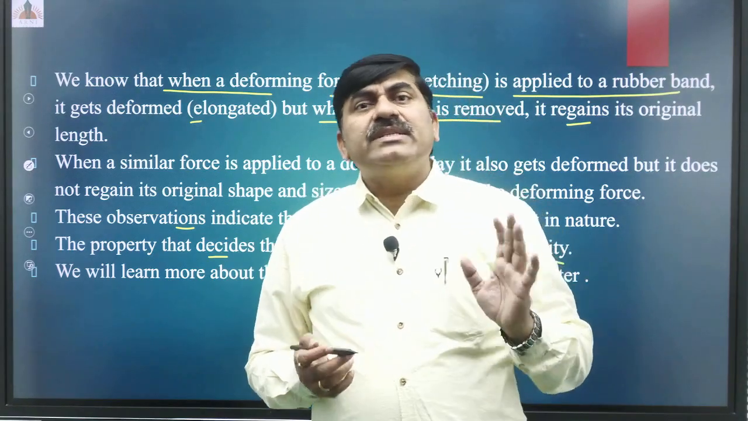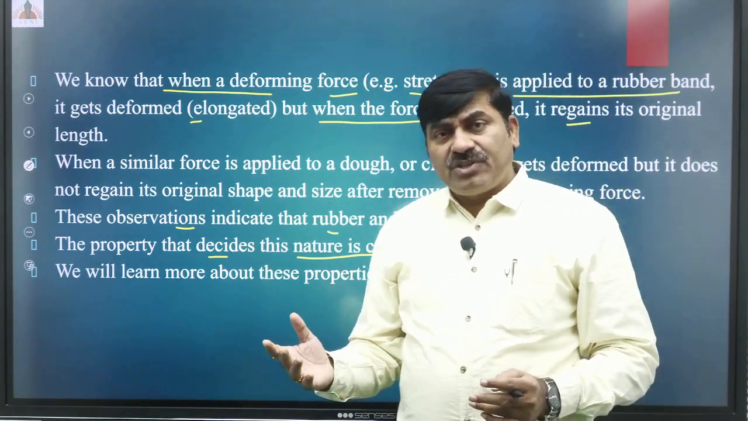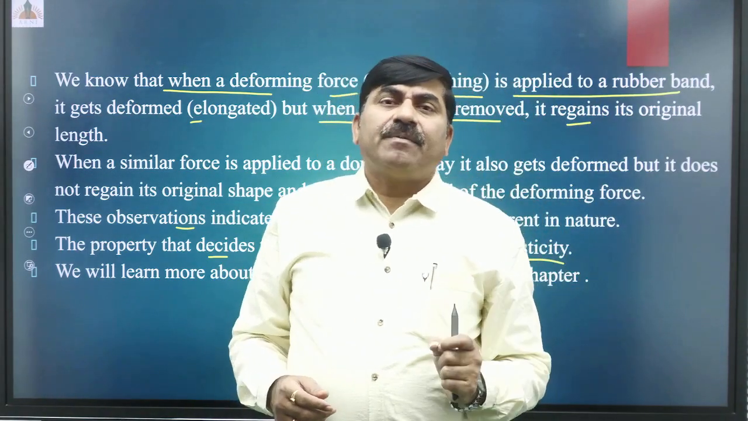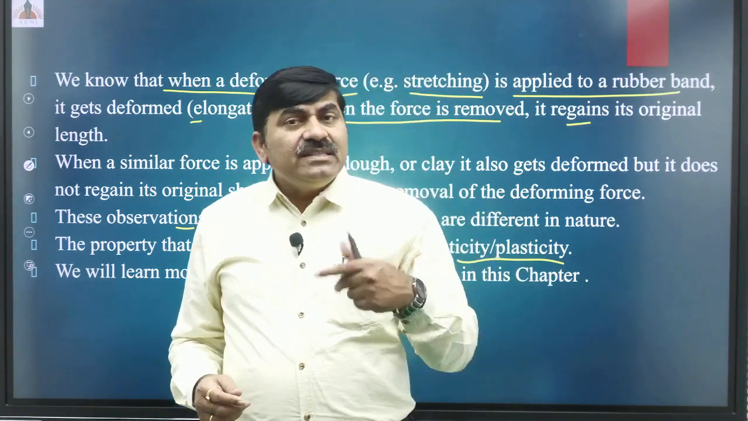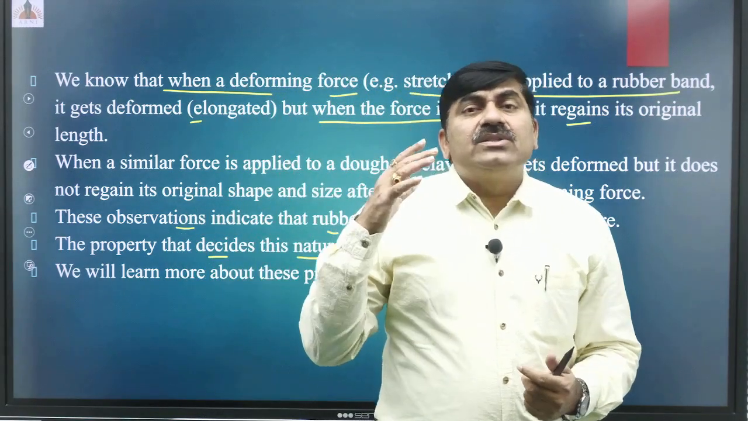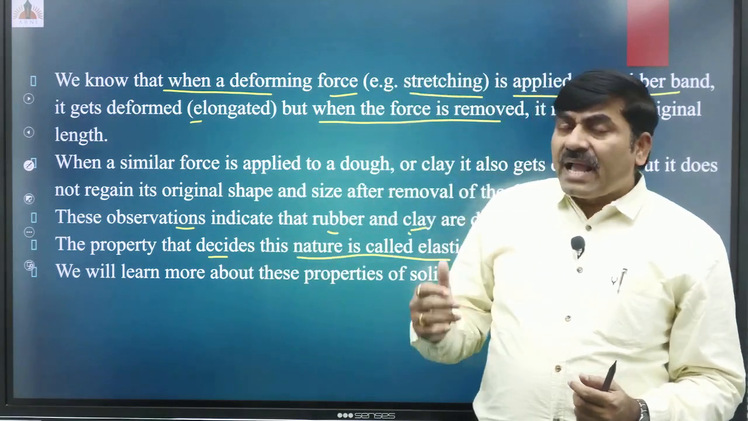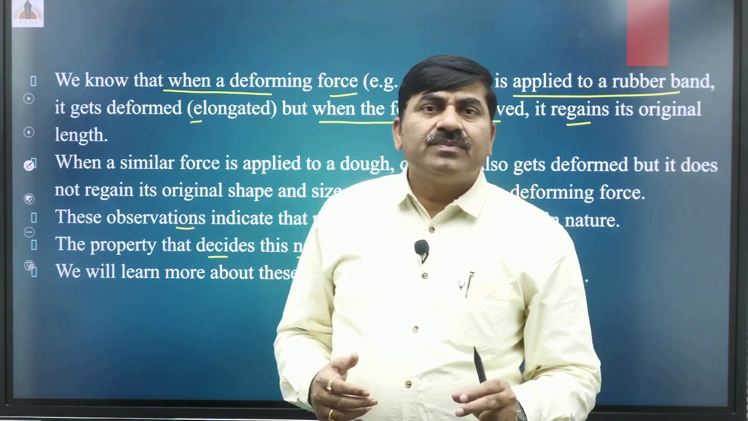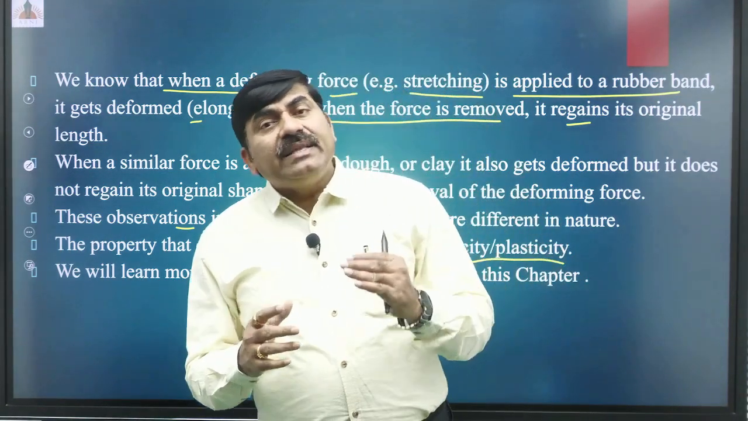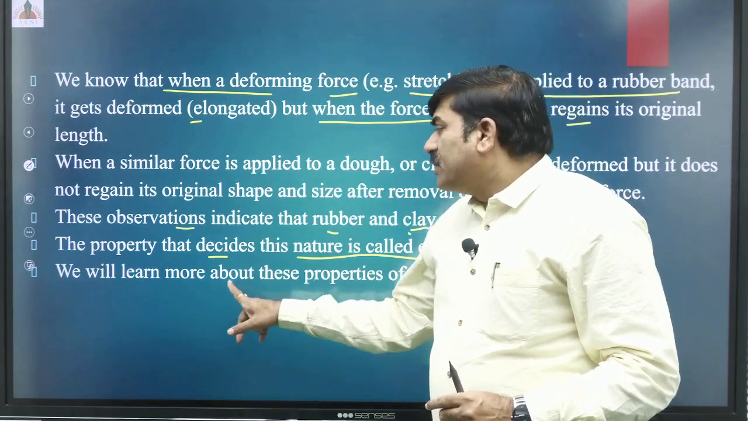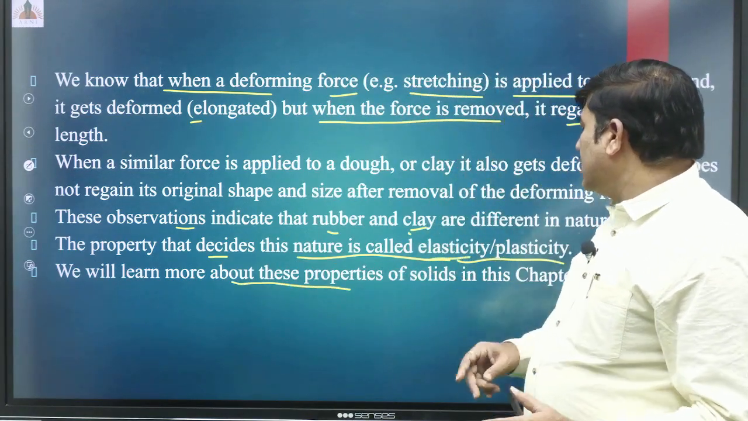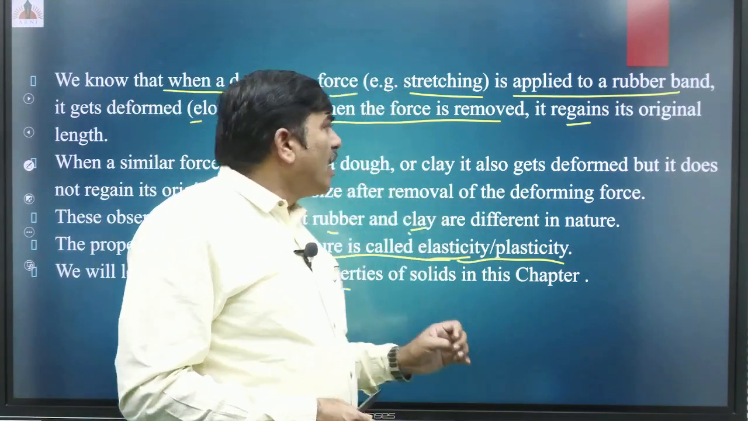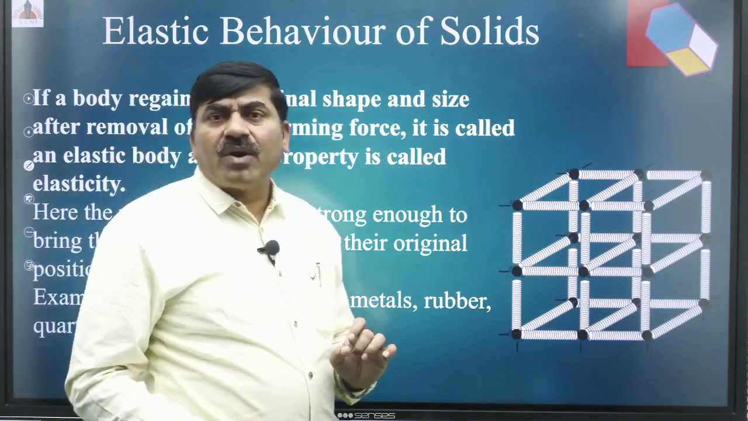If an external force is acting on a body and a permanent deformation takes place in that body, such a body is a plastic body. And elasticity is a property because of which a solid regains its original shape and size after removal of the external restoring force or external force. Is that clear? So, like that there are two properties of substances, elasticity and plasticity. In this chapter we are going to study the elasticity and plasticity of a body.